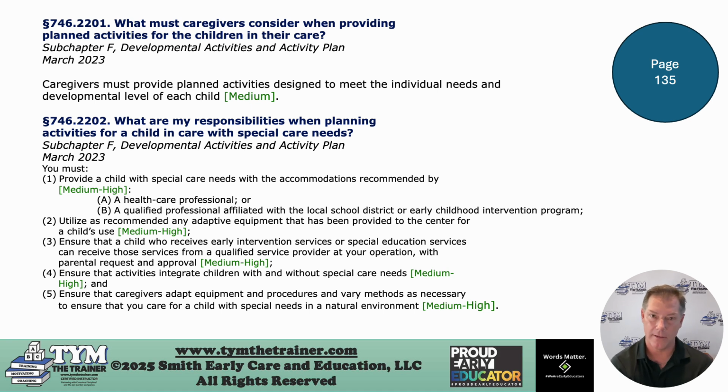We go into this in detail there, but I'll just show you right here that you must provide a child with special care needs with accommodations that are recommended by the healthcare professional or a qualified professional affiliated with a local school district or an early childhood intervention program. Those are the two individuals that make recommendations for accommodations. It's not the parent, not the guardian. It has to come from a healthcare professional or a qualified professional.